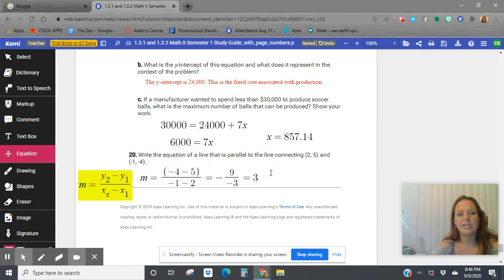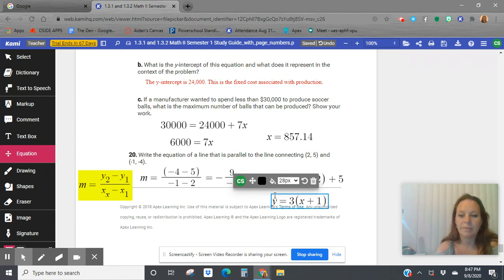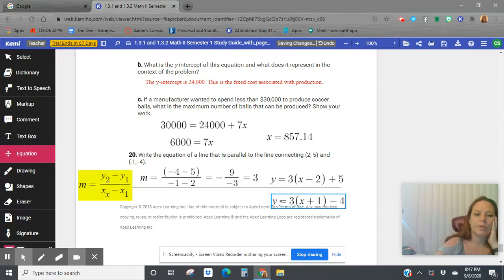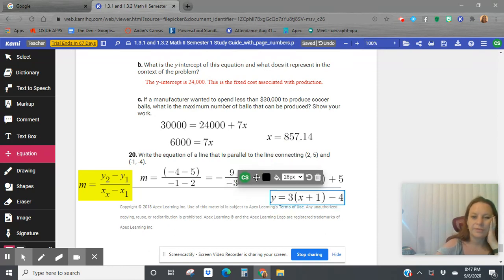Now to write the equation of a line, you can use either point. So y equals 3 times x minus 2, plus 5, or use the other point: y equals 3 times x minus a negative 1, x plus 1, minus 4. Both of these equations would be a right answer.